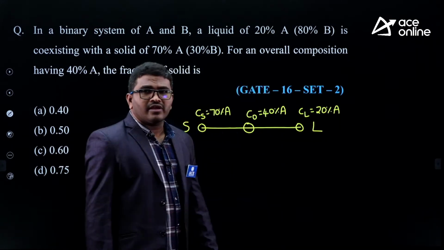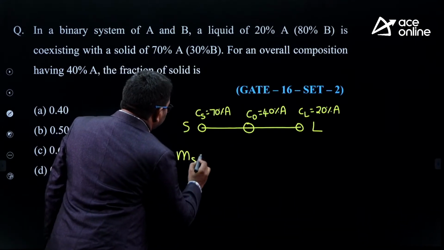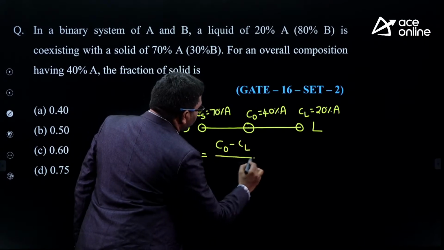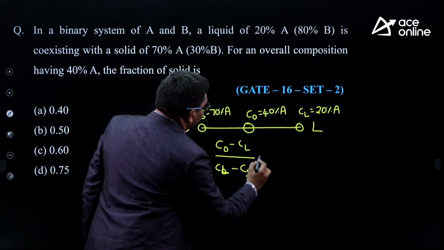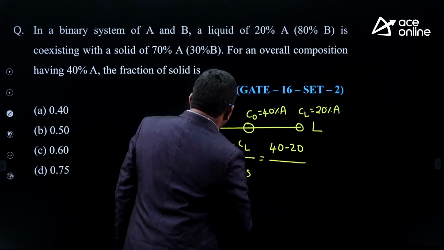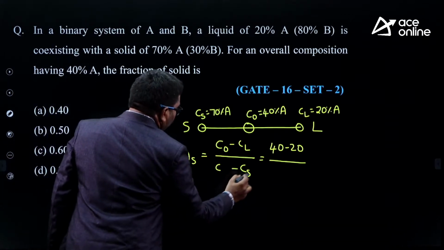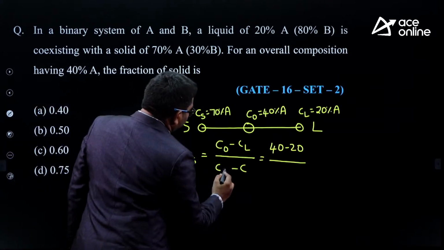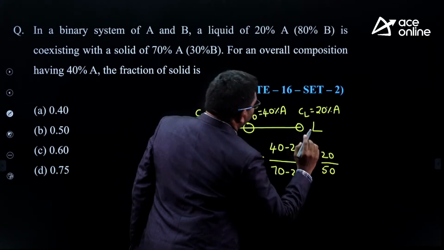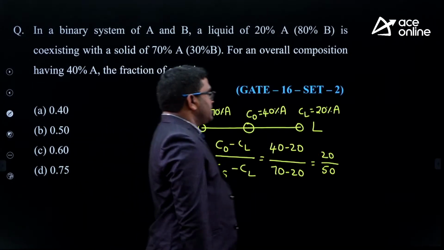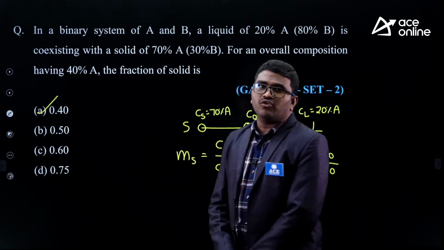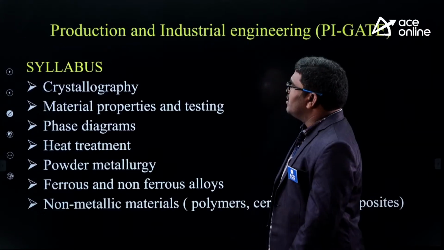Then the mass fraction of solid, if you want to get it, how will you get? That is the opposite half of the line: C0 minus C liquid, divided by C solid minus C liquid. That is 40 minus 20 by 70 minus 20, so you will get 20 by 50, 2 by 5, that is 40%, right? So the answer is 0.4. This type of questions they will ask you also, right?